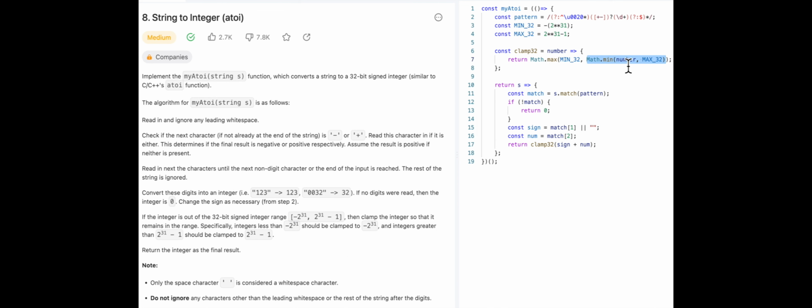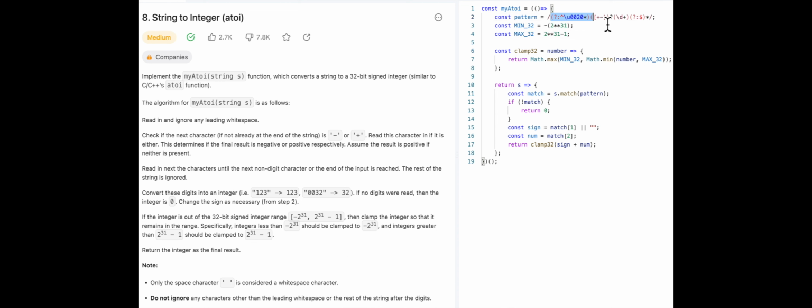So if the number is bigger than max 32, it's clamped to max 32. And then we take whatever is the result of that, and we clamp it to min 32. So if the number was less than min 32, and then it won out of this math.min, then it's going to lose out of this math.max in the outer call. That's really straightforward and simple. All these are cached. Now let's look at the regexp.